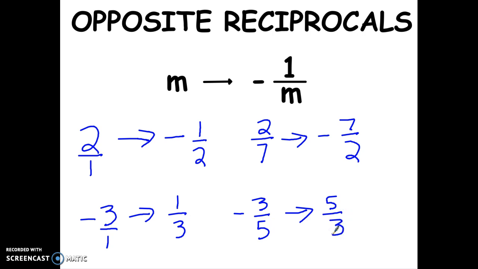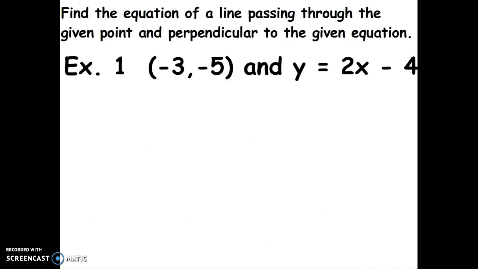Okay, so now that we know how to identify our opposite reciprocal slope, we can move on to our first example. All right, so you can pause the video, take a moment to write this down, and press play when you're ready to work through the example.